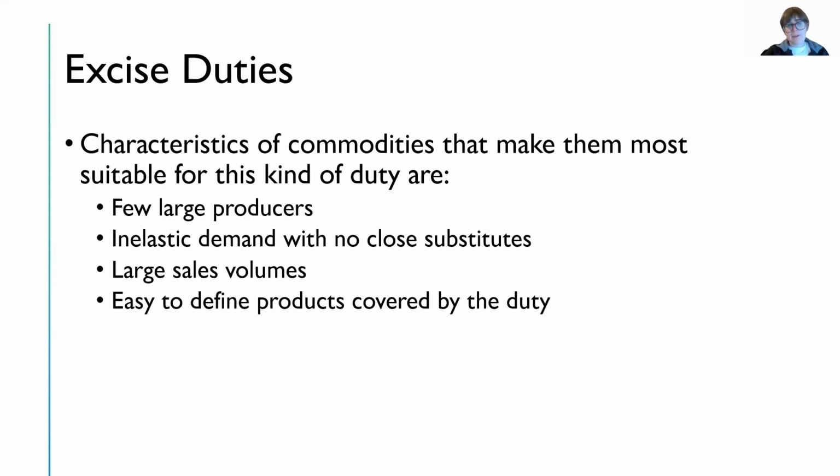So the characteristics of commodities that make them most suitable for this kind of duty are going to be if there are few large producers, inelastic demand with no close substitutes, large sales volumes, and easy to find products by the specific duty that is in place.